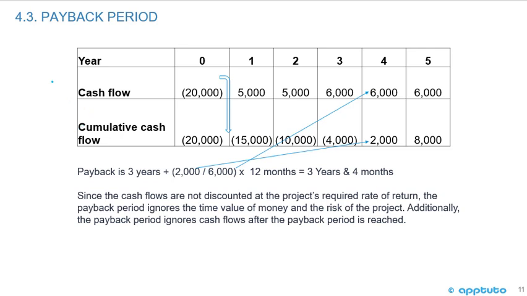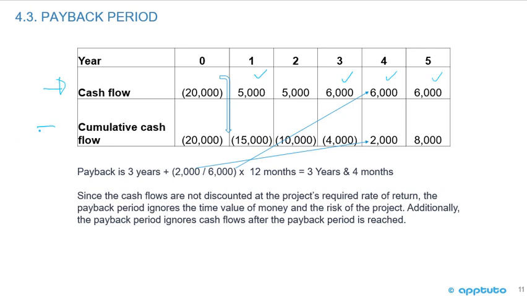Okay, so here on the top row, we've got our cash flows. So our initial outflow is negative 20,000. And then we have positive cash flows coming in of 5,000 year 1, 5,000 year 2, 6,000 in year 3, 6,000 in year 4, and 6,000 in year 5. So we need to calculate the payback. How do we do that?